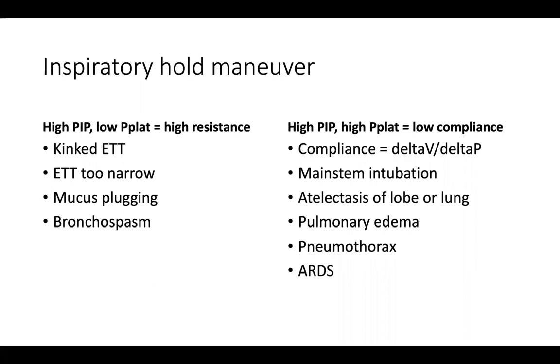If, however, you have a high peak inspiratory pressure but a low plateau pressure, that means that the resistance of your system has gotten high. And often what is causing this is bronchospasm, in which you need to give them bronchodilators, or mucus plugging, which you can take care of with suctioning. Other things that can do it, if you have kinked your ET tube, you just need to unkink it, or sometimes patients may just have high airway resistance because their tube is too narrow and you need to swap it out for a wider tube.